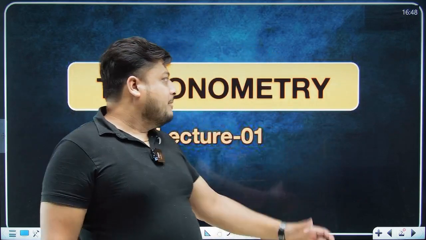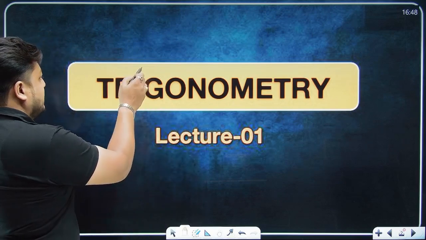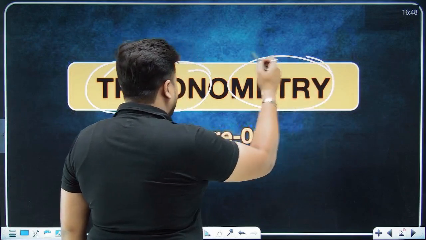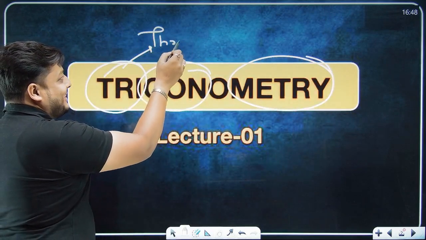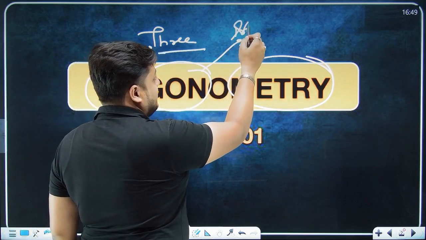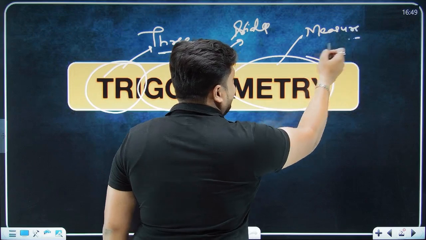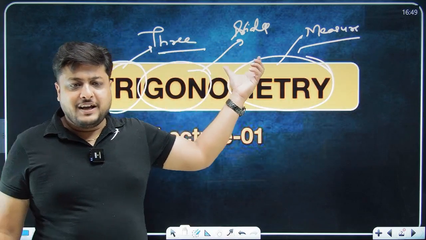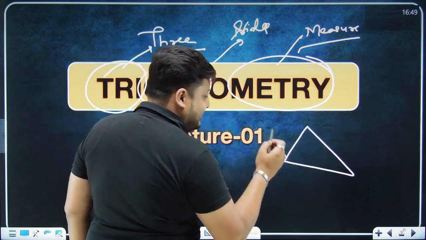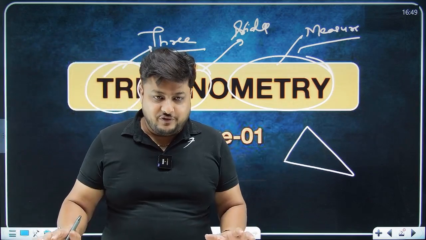So let's talk about the word trigonometry. It consists of three words: tri, gon, and metron. Tri means three, gon means sides, and metron means measure. So you all know, which polygon has three sides? All of you will say, sir, triangle, right? This is a triangle. So the study of triangles is called trigonometry.